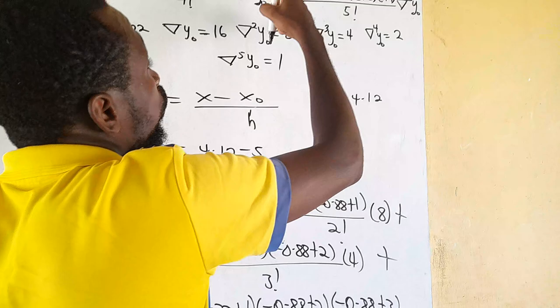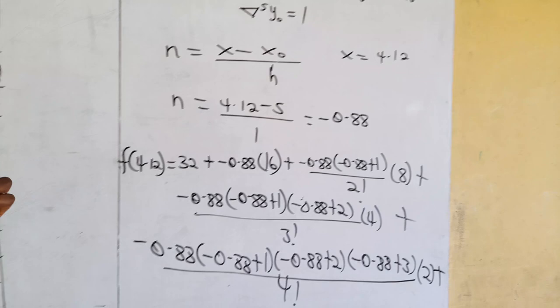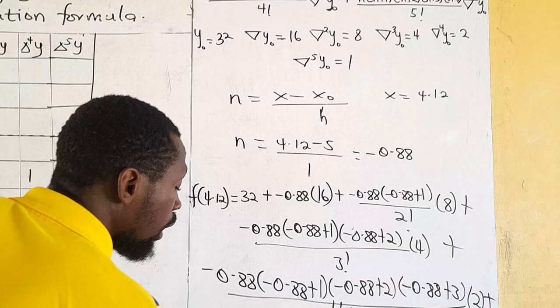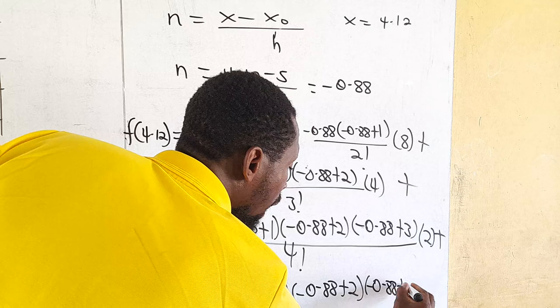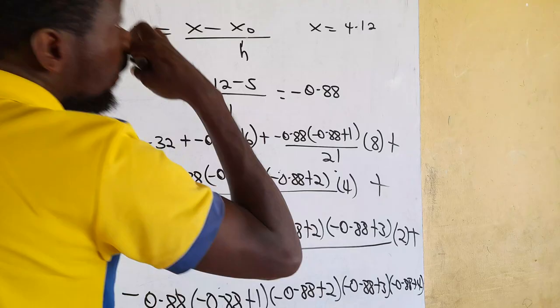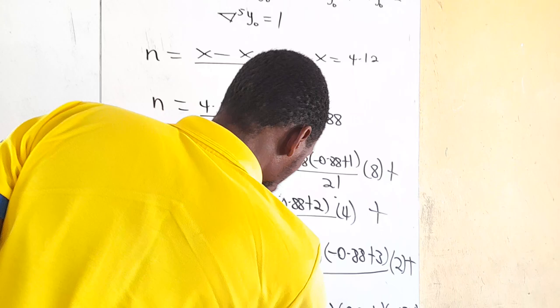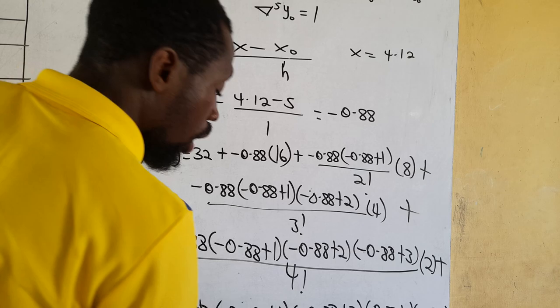Is 2. And the last one, which is negative 0.88 for the n, then negative 0.88 plus 1, negative 0.88 plus 2, negative 0.88 plus 3, then negative 0.88 plus 4. Remember, it's to that. And nabla exponent 5 y naught is 1, so times 1, which will be the same thing, all over 5 factorial. So we just simplify all these things.